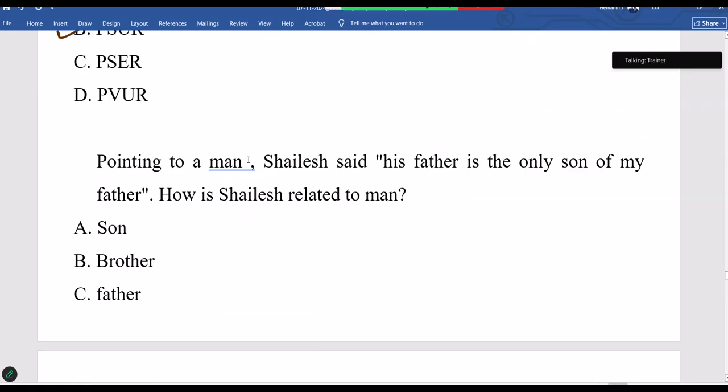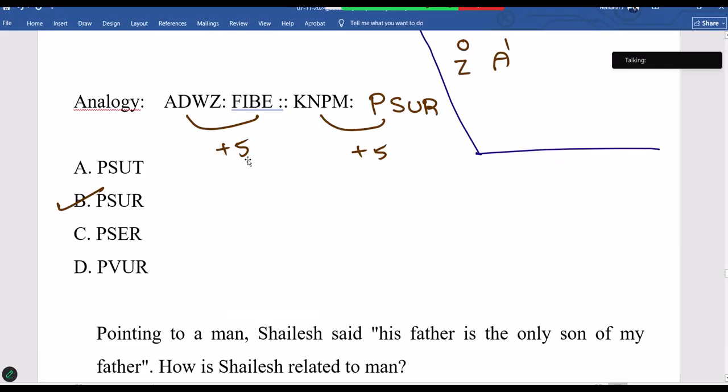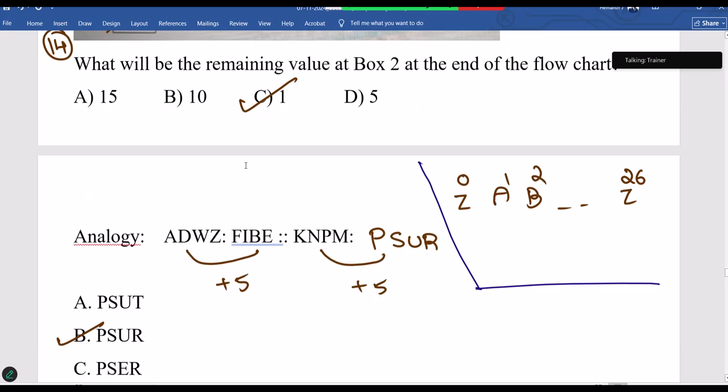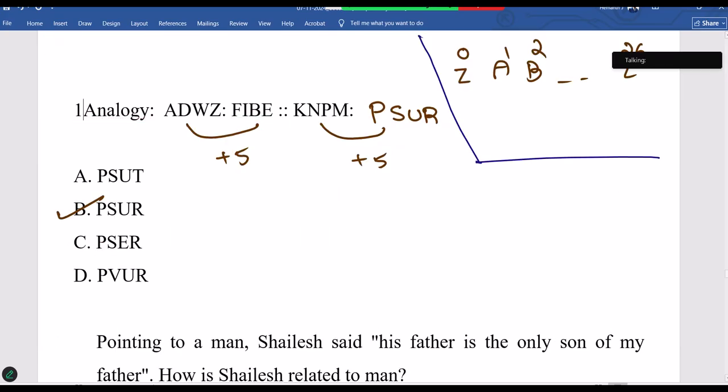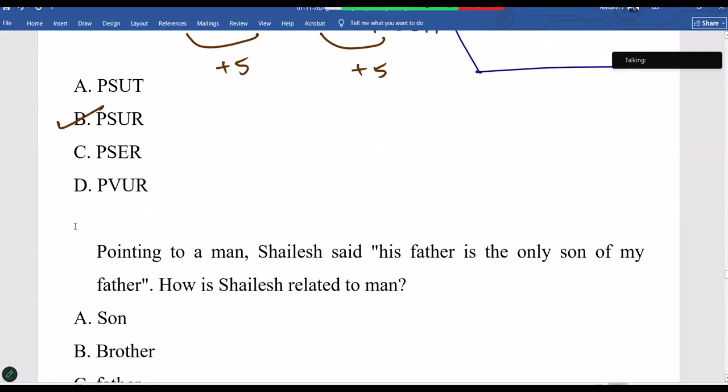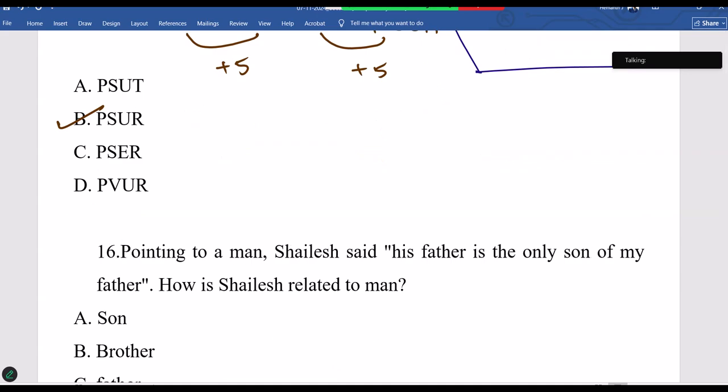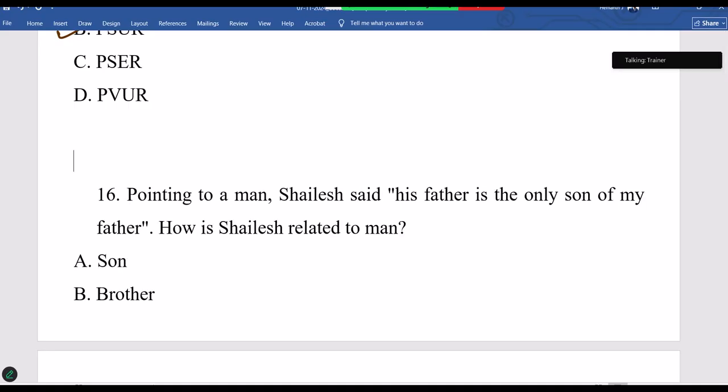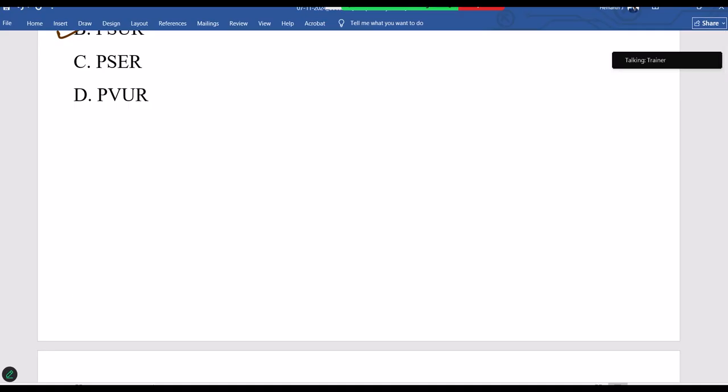Now, blood relation question. But we want that question number, right? So 14, this is 15, 16. Almost 19 questions we need to discuss to reach the morning target.